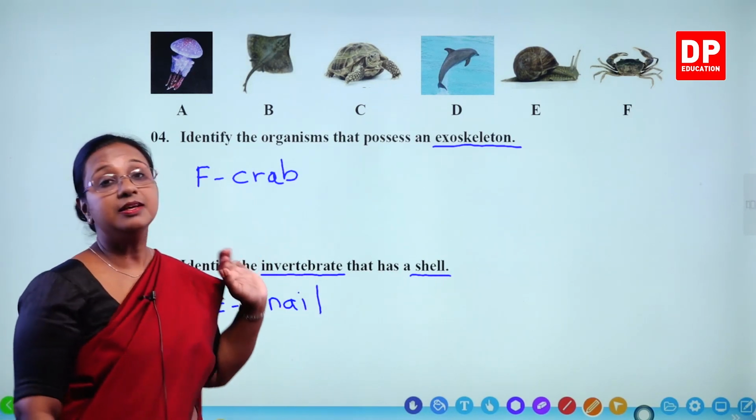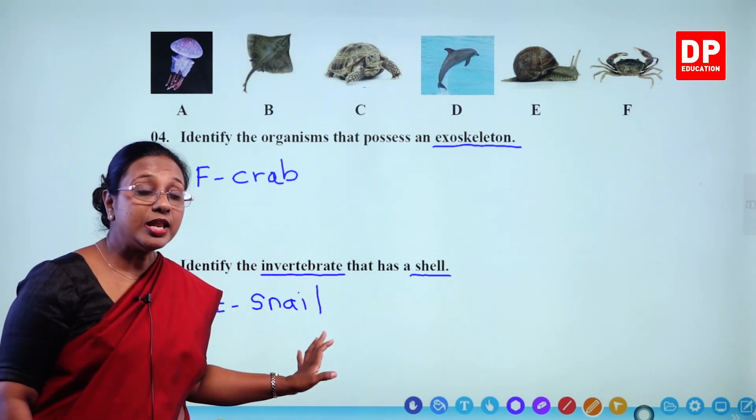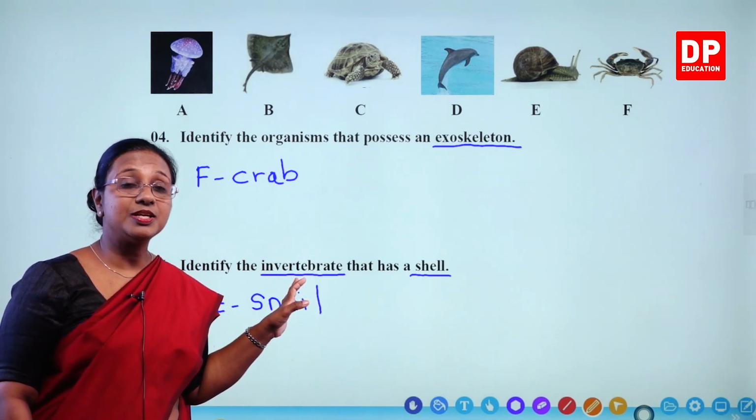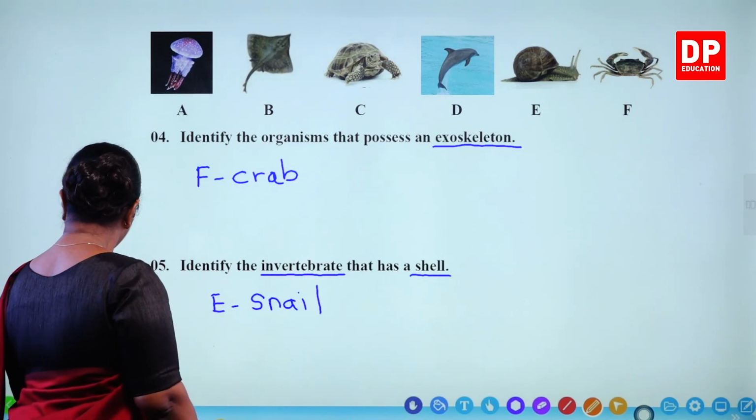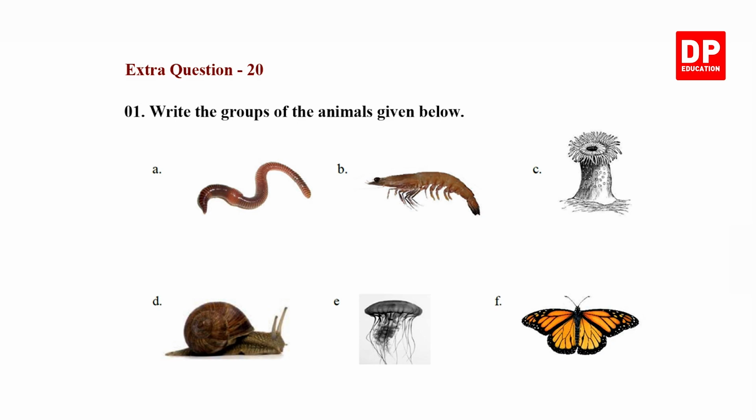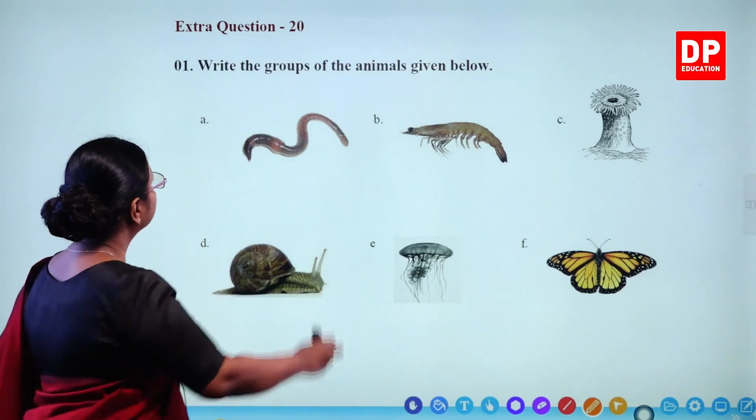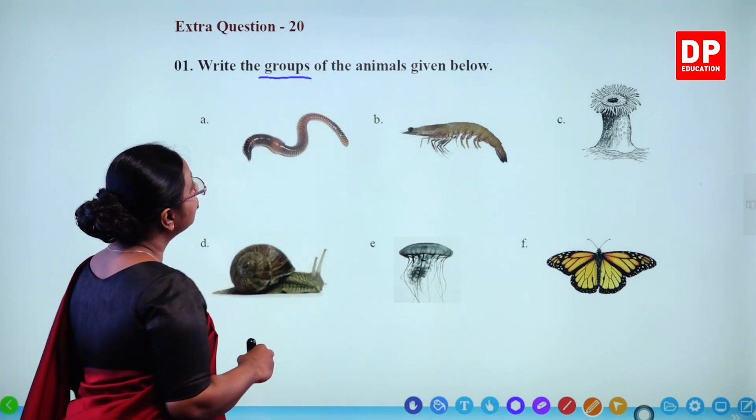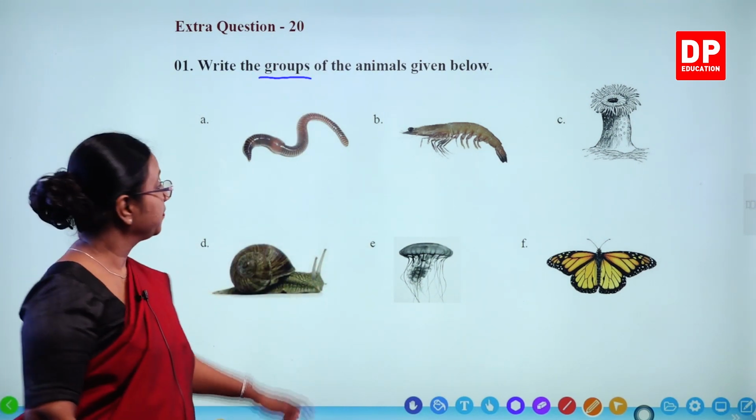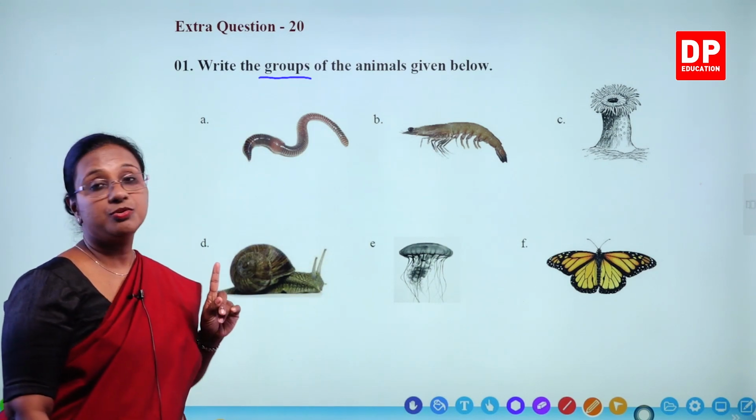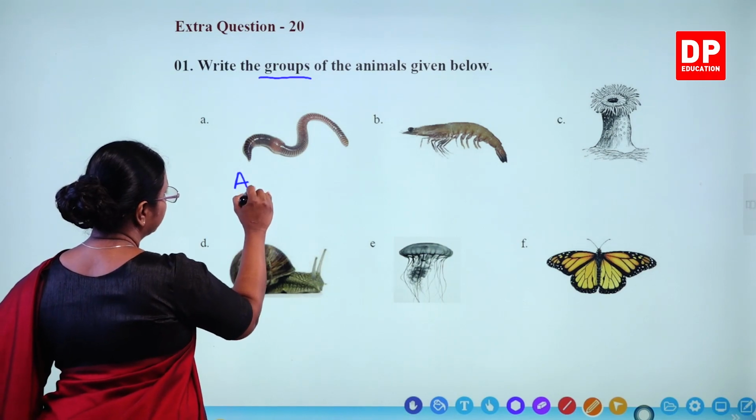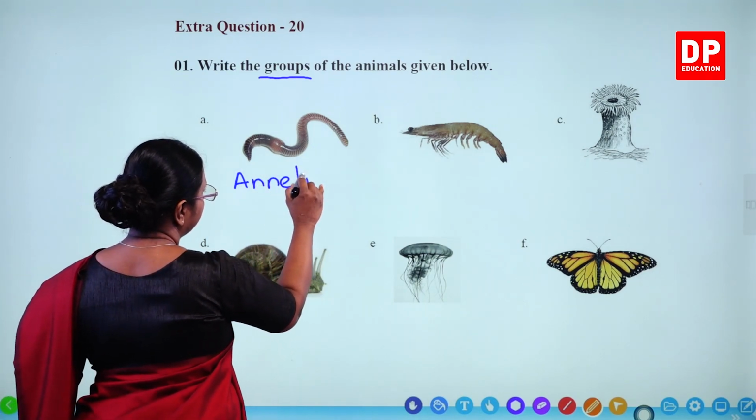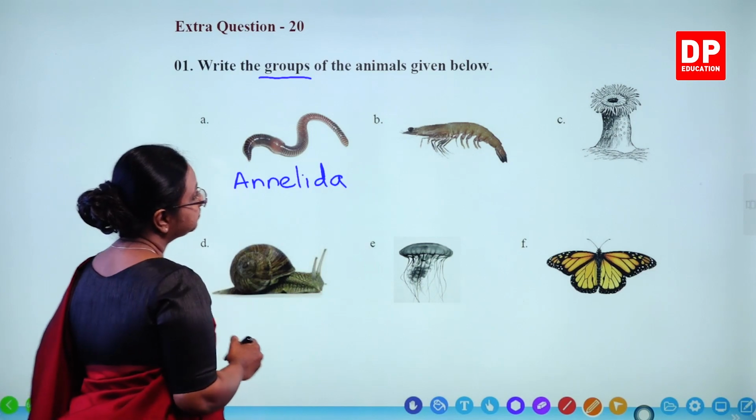So those are the animals. Were you all able to identify and answer the questions? Yes. Okay then. So I will move on to the last question. Write the groups of the animals given below. When you look at the first one, you know it's an earthworm, but you know the group is Annelida. So that is what you have to write here, Annelida.